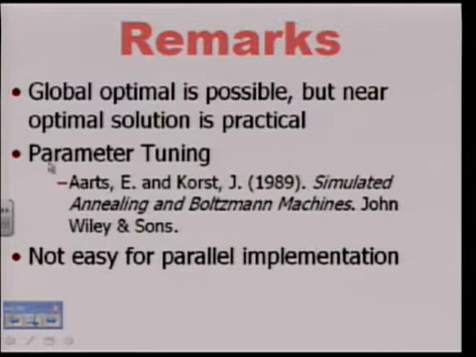And parameter tuning can be very tricky, because there's even a whole book talking about simulated annealing and the connection to so-called Boltzmann machines, which is considered an important invention belonging to artificial neural networks, studying how structure can be formed based on small scale, self-evolved agents. And it's not easy to implement simulated annealing in parallel, as opposed to genetic algorithm. Why?